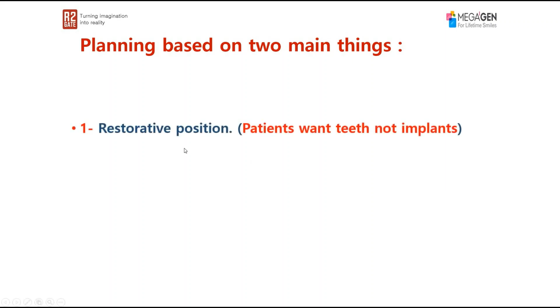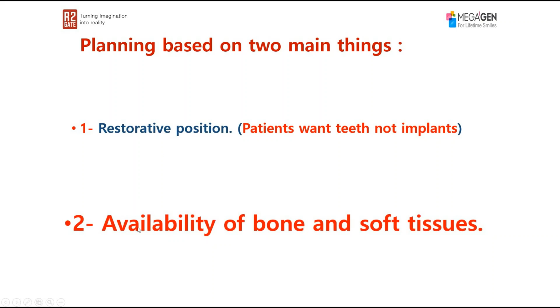Now let's go back to the main point. Planning is based on 2 main things: restorative position and then availability of bone and soft tissues. We could always plan the implants to be in the ideal position prosthetically, but does that mean that we'll place the implant in the ideal position in bone and soft tissues? And that's what we'll talk about today.